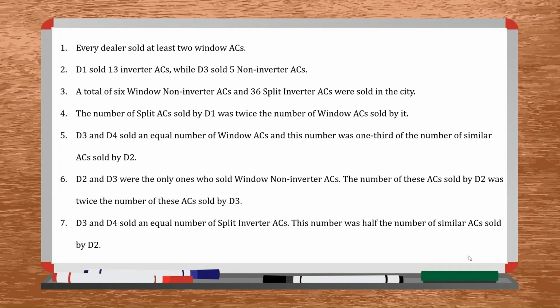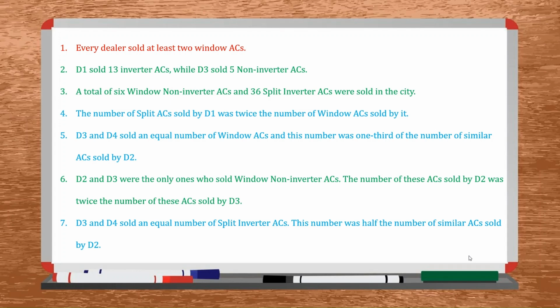We have a lot of information regarding the dealerships and the number of ACs. To solve this kind of problem, where a lot of information is present, we first need to categorize the information into three different types. The first sentence, every dealer sold at least two window ACs, is a universal sentence, which we need to remember throughout solving the problem. We need to see that this condition is not breached while solving the entire problem.